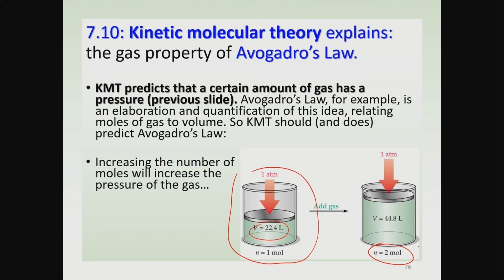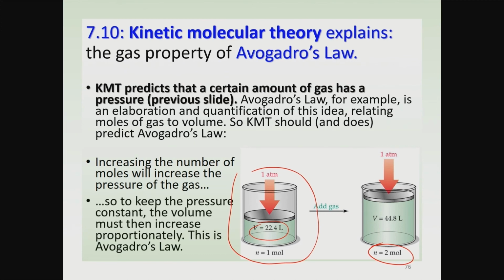what you would find is the pressure would go up, as expected, if the volume was the same. But to keep the pressure the same, we can expand the volume. So we would predict from KMT that if you double the moles of gas, you would double the volume, keeping the pressure the same. And so this relationship, this direct proportion between the moles of a gas and the volume of a gas, is Avogadro's law.